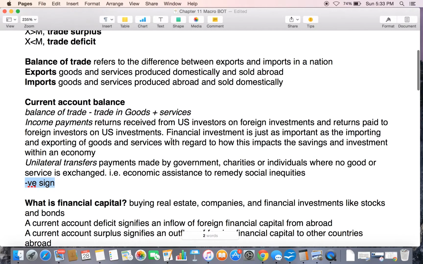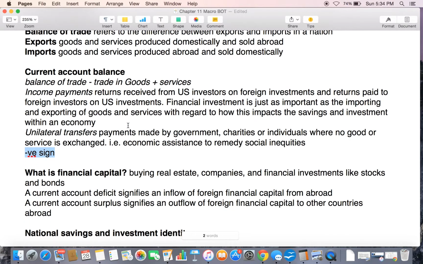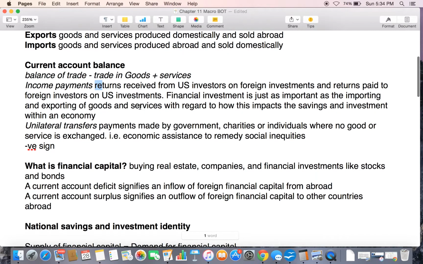So what is financial capital? So we see these income payments being returns that are received on our foreign investments or paid out to foreigners on their U.S. investments. So foreign capital is actually the buying of real estate, companies, financial investments like stocks and bonds, and the returns that are earned on the real estate or those companies or those financial investments like stocks and bonds are the income payments that are either received or paid out.